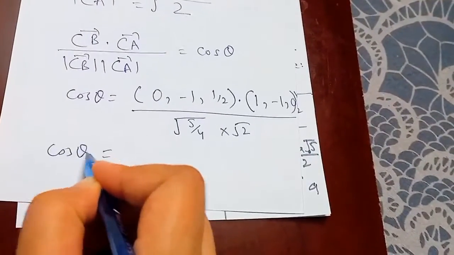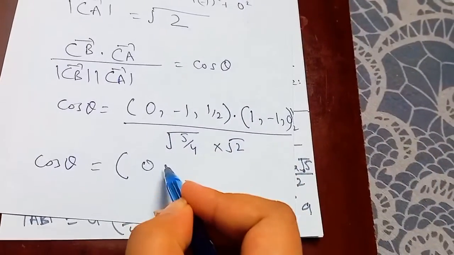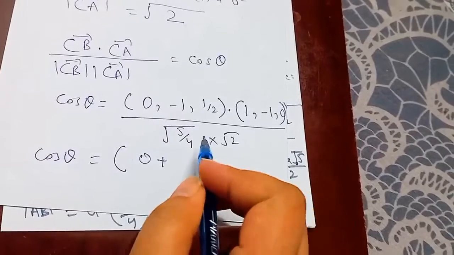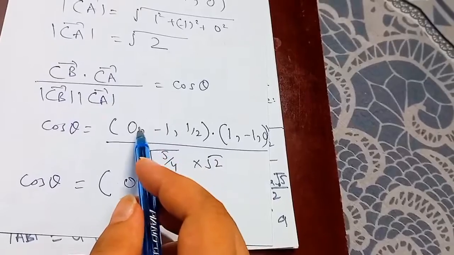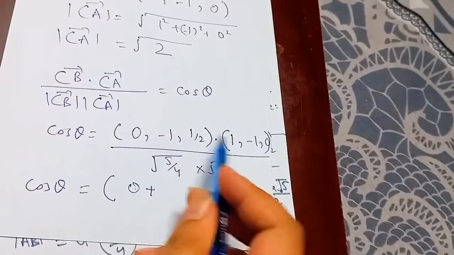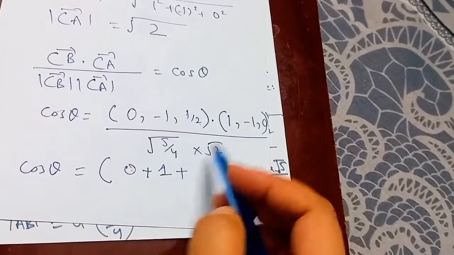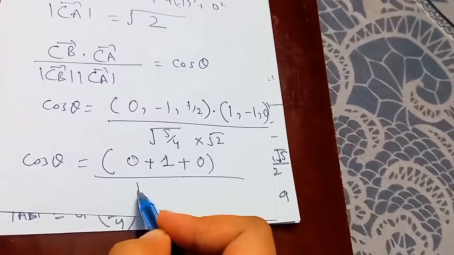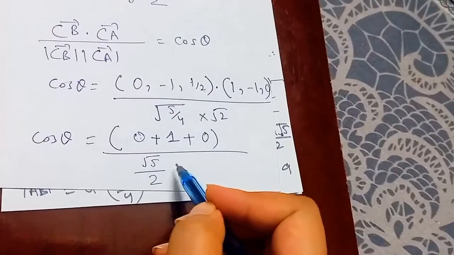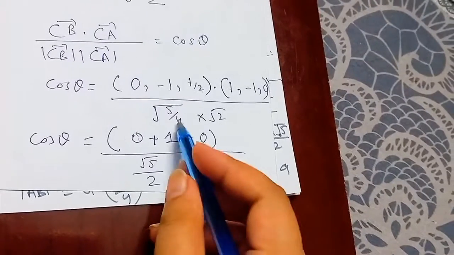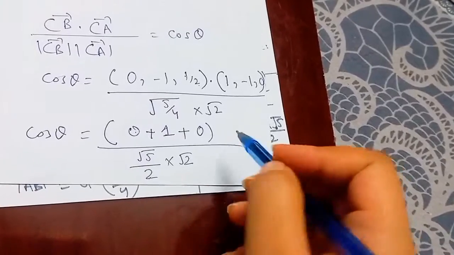So it's cos theta equals, taking the dot product, which means 0 multiplied by 1 is 0, then plus sign. Okay, now we'll not write the commas, we'll write the plus sign because we are taking the dot product. 0 into 1 gives 0, minus 1 into minus 1 is plus 1, plus 1 by 2 into 0 is 0, divided by under root 5 by under root 4. Under root 4 is 2, so I'm writing 2 here, multiplied by under root 2 here.